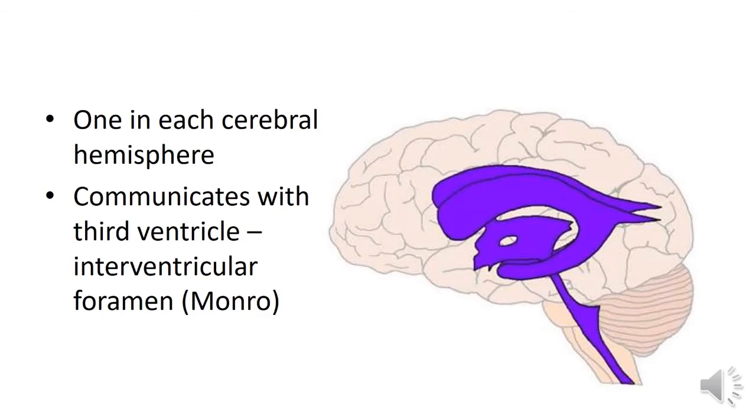The lateral ventricle. As I told you, the lateral ventricles are two in number, one in each cerebral hemisphere. And this lateral ventricle communicates with the third ventricle through the interventricular foramen of Monro. We will need a diagram to discuss the parts and other features of the lateral ventricle. We will do that now.